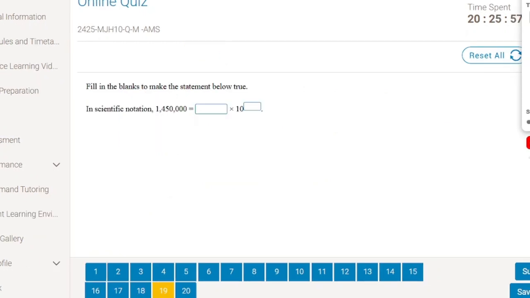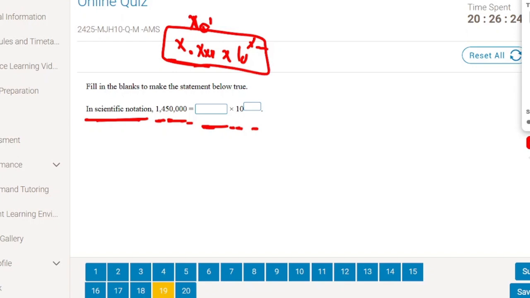Fill in the blank to make the statement true below. In scientific notation, 1,450,000 will be equal to something multiplied by 10 to the power of something, okay? Scientific notation means we write it in the form of a number with a decimal point, for example x point numbers, multiplied by 10 to the power of a number. It has to be in this form. This is the scientific notation.